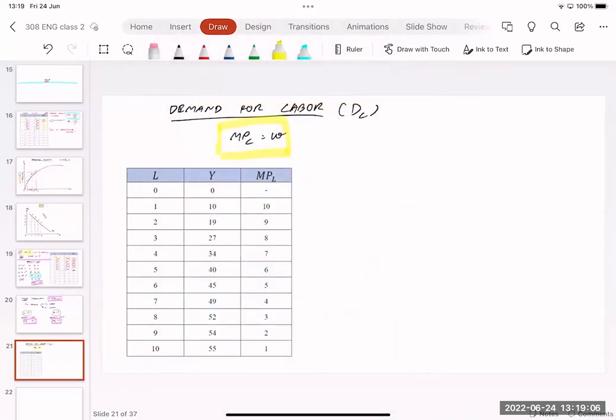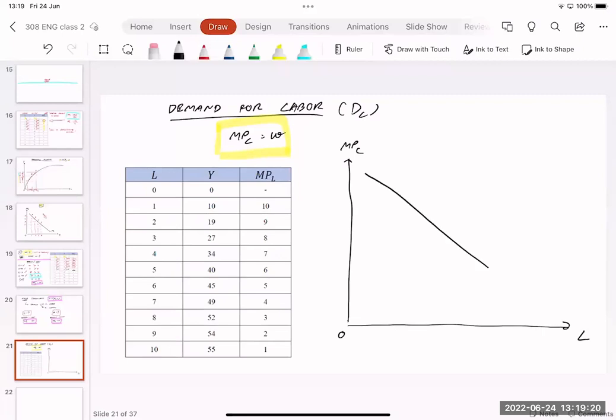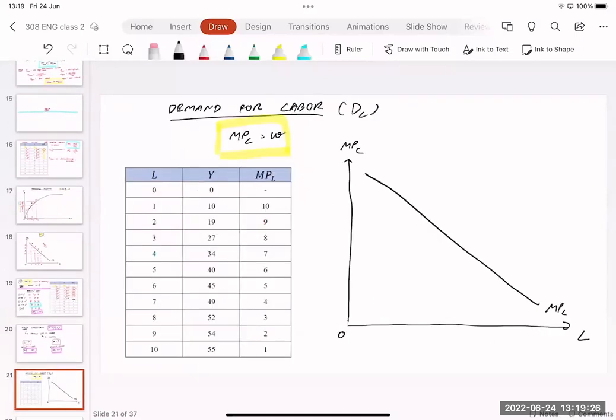Normally what I'm going to do is draw the curve. This is the MPL curve, I'm going to draw the MPL curve first, like this. I just bring it from here in order to find the demand for labor. As you know, the firm keeps hiring labor until MPL equals W. So to find demand for labor, MPL is going to equal W. I'm going to write W on the vertical axis.